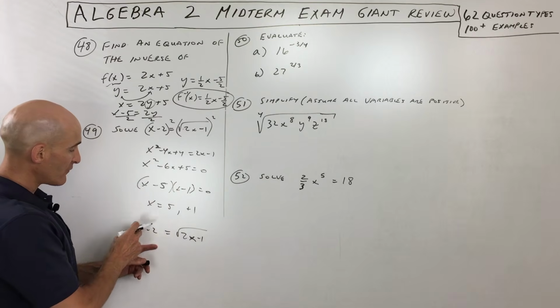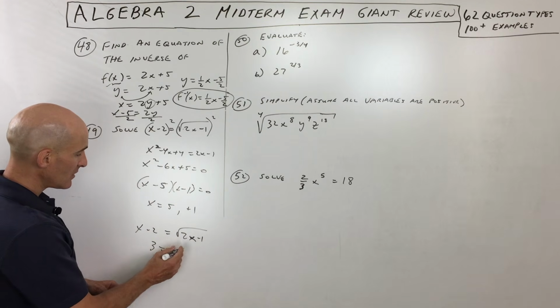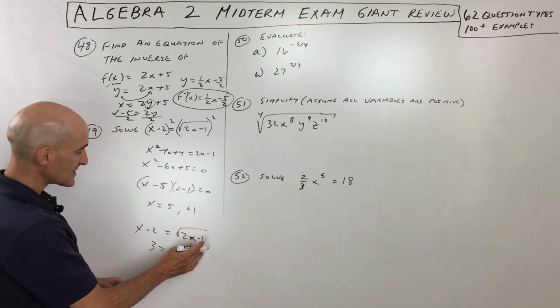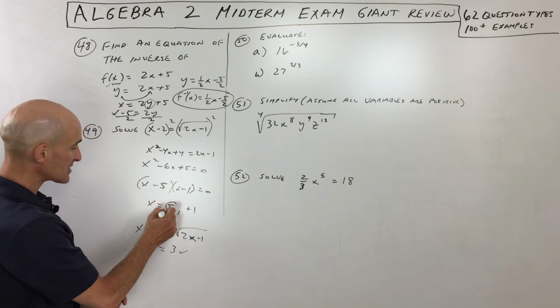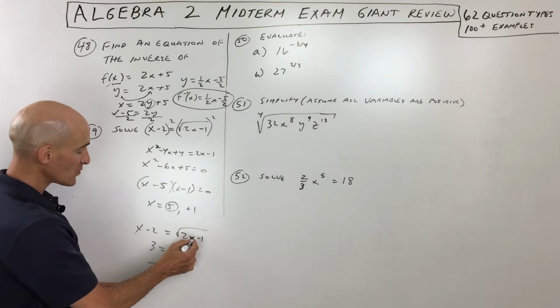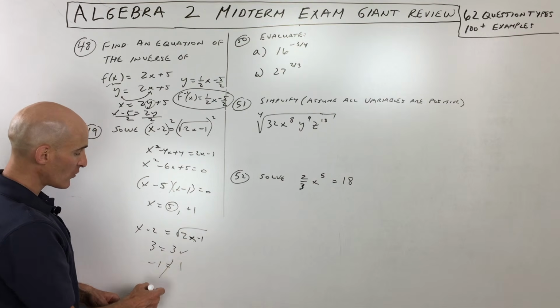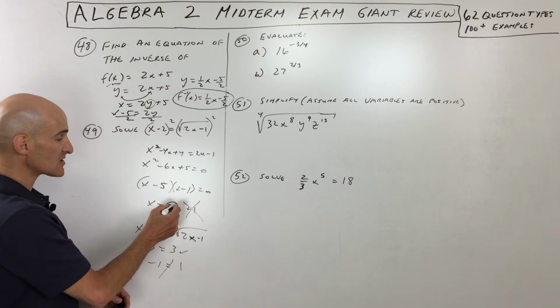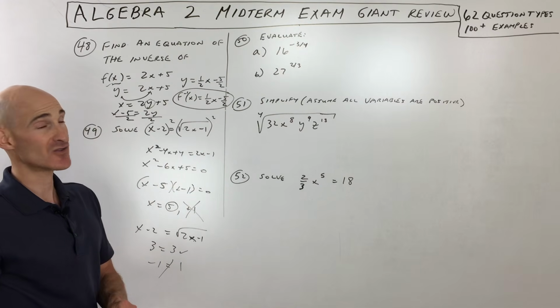So what I'm going to do is put 5 in here. 5 minus 2 is 3. 2 times 5 is 10, minus 1 is 9, square root of 9 is 3. So that one actually checks out. 5 is good. If we put 1 in here, 1 minus 2 is negative 1. 2 times 1 is 2 minus 1, square root of 1 is 1. Negative 1 does not equal 1. Therefore, this is extraneous. Cross it out. 5's our good answer there.